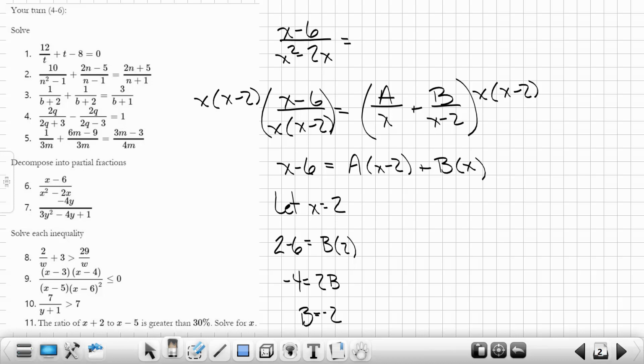Then let x equal 0, because I want to cancel out b now. So if x was 0, b would get canceled. So now I get 0 minus 6 equals a times 0 minus 2, and b is gone. So I get negative 6 equals negative 2a, and a is 3.